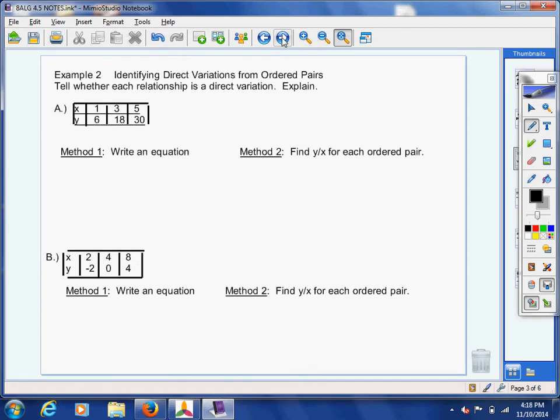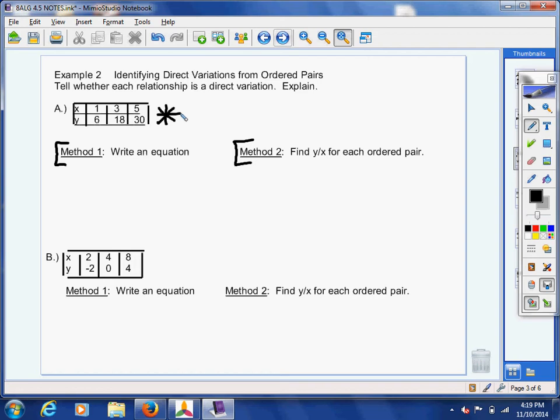Now flip to the next page, example 2, identifying direct variations from ordered pairs. What we're going to do is tell whether each relationship is a direct variation or not, and we're going to explain ourselves. Now, you know me, I like to give a couple of ways to find this. So we're going to do method 1, we're also going to do method 2. Method 1 is where we're going to write an equation from the given table. This is a skill you already know how to do. We did that a couple chapters ago.